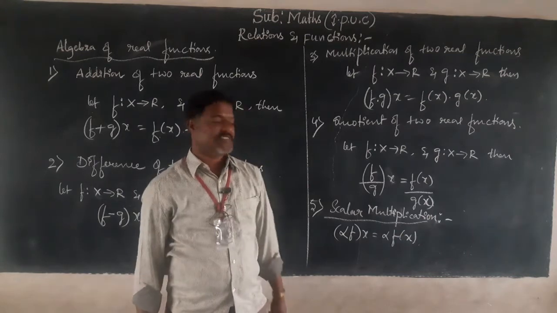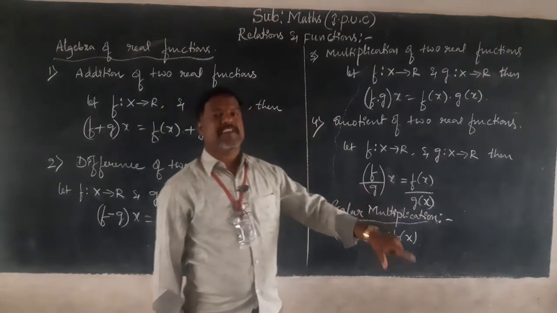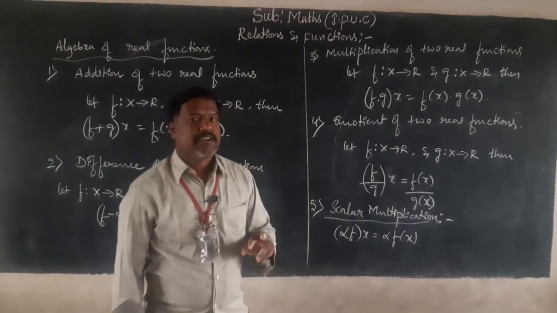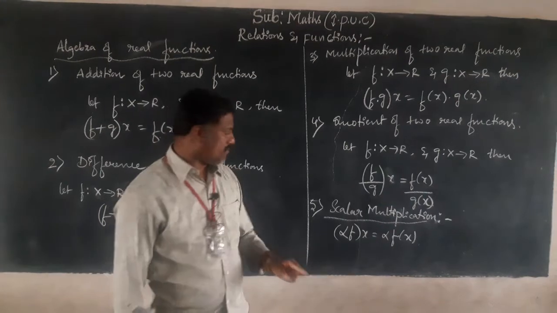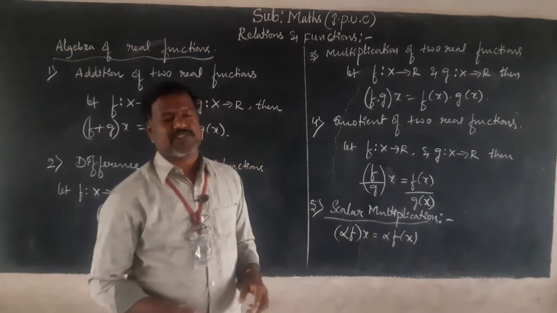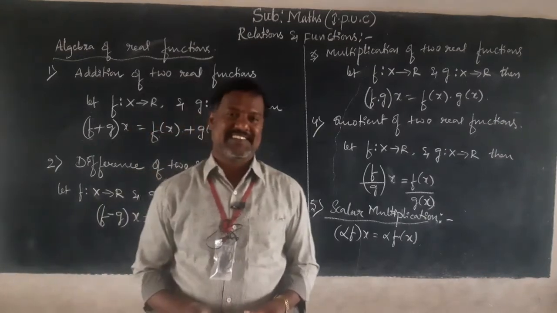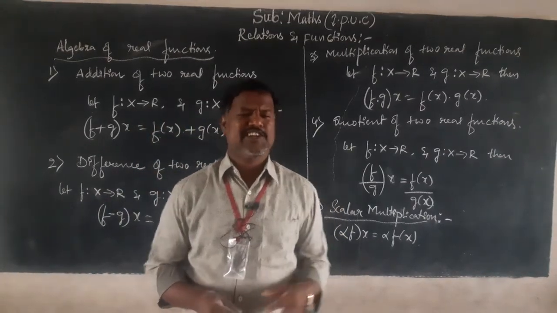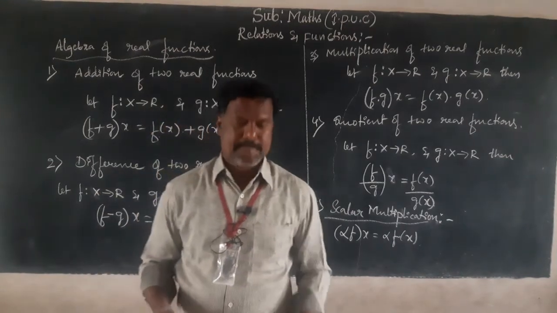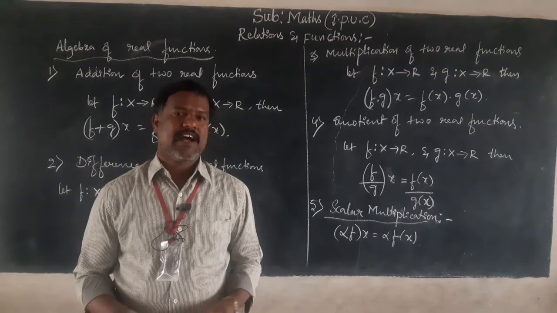The last concept is scalar multiplication. Here alpha is a constant. Constant into function of x is equal to the constant taken out and the remaining function, that is constant into function. Constant into function is nothing but a constant function. See children, how simple the rules are: the multiplication rule, subtraction rule, addition rule and quotient rule.